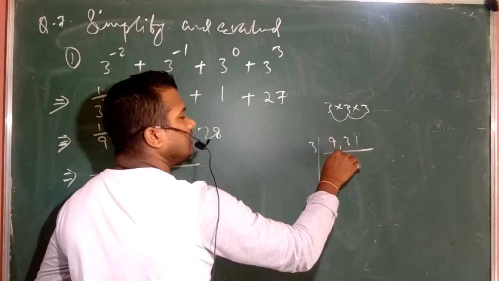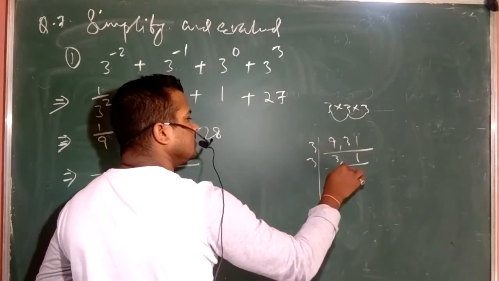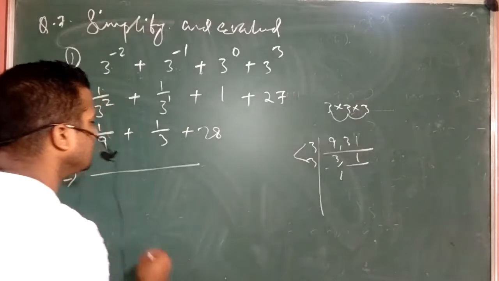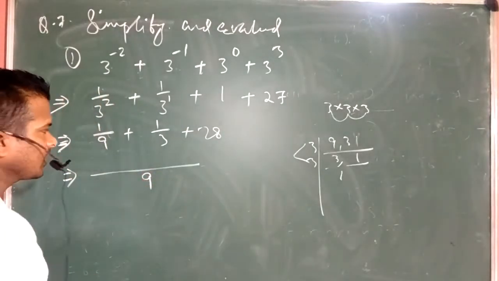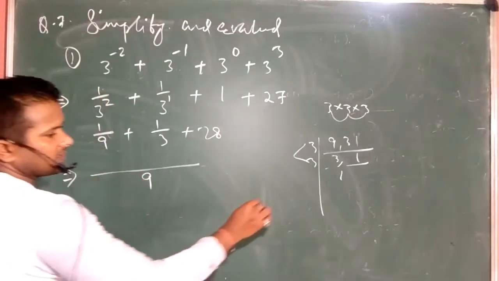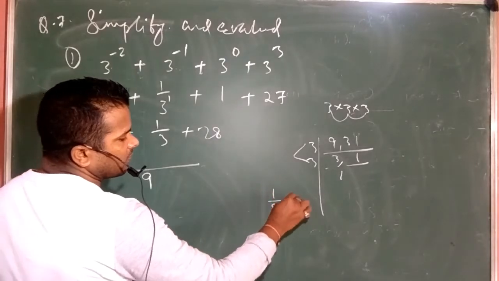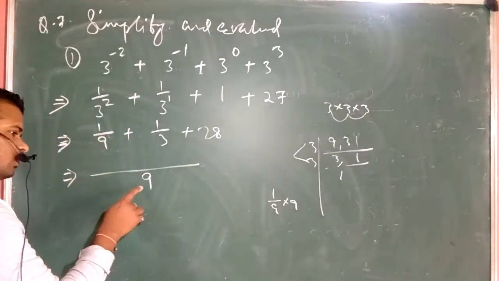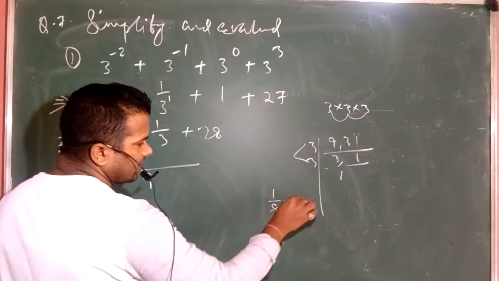So 3 3s are 9 and 3 1s are 3. That means we are getting how much? 3 3s are 9. So 9. 1 by 9 into 9. You know, 1 by 9 into LCM multiply. 9 1s are 9, 9 1s are 9, cancel.